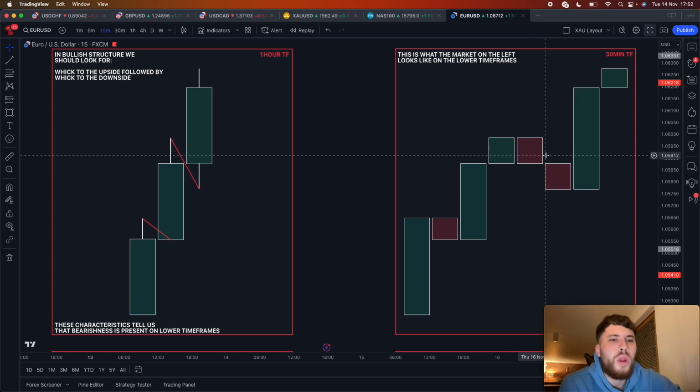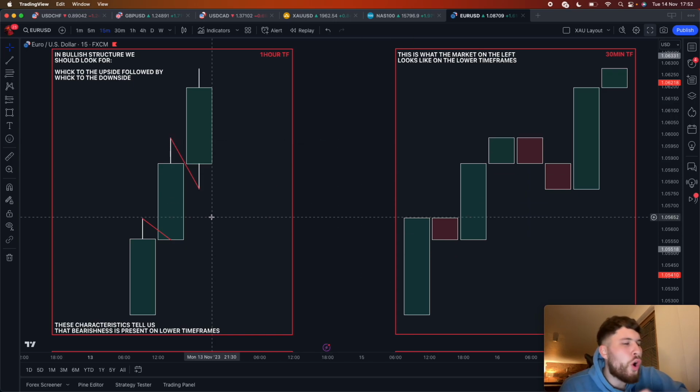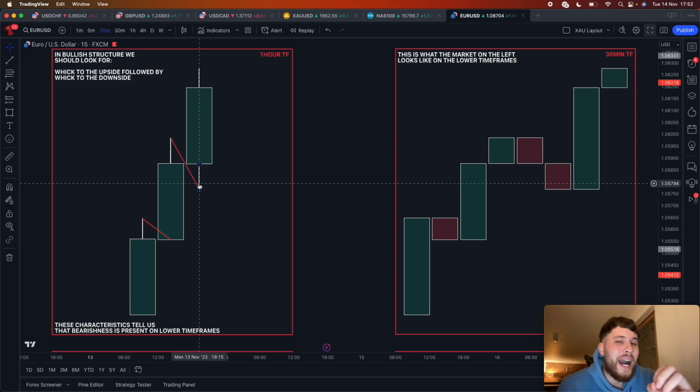If we're looking to go long in a bullish market, then we should be looking for areas like this, last sell to buy regions, as these are order blocks or footprints that have been left over by institutions. Not every time are we going to see a wick to the upside followed by a wick to the downside, but that is a key characteristic that we should be looking out for.